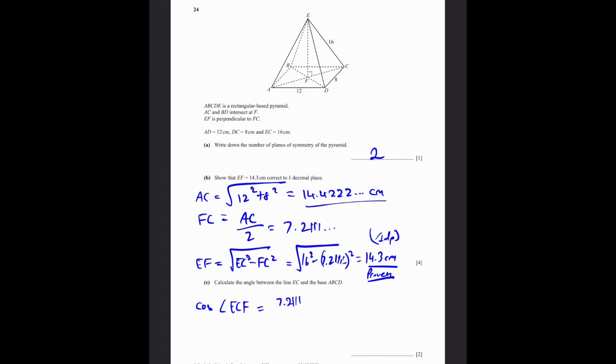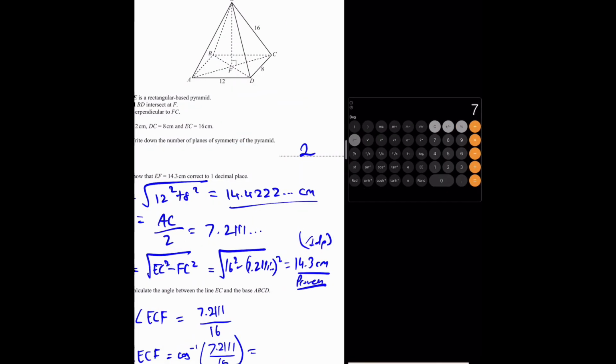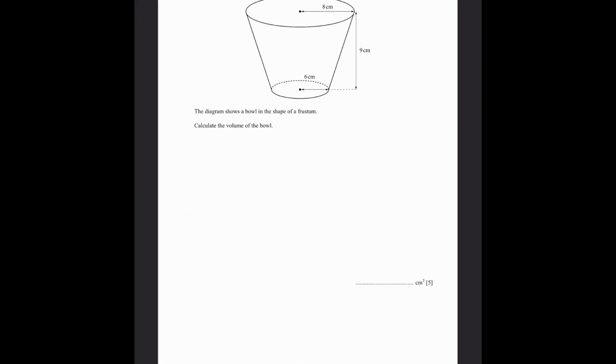7.211, divided by the hypotenuse 16, and we get angle ECF is the cosine inverse of this value. Using a calculator, 7.2111 divided by 16, and then we take the cos inverse of this: 63.2 degrees to 1 decimal place. That's the answer. Now going to question 25.